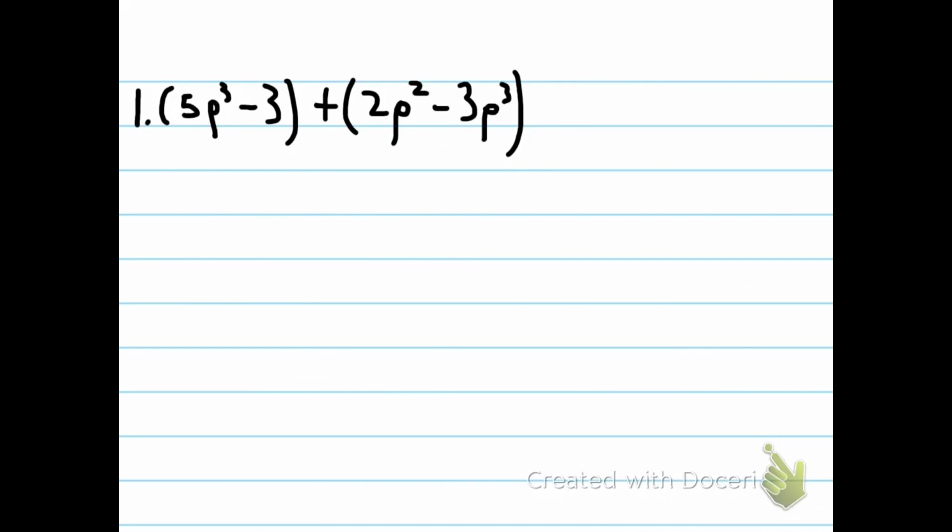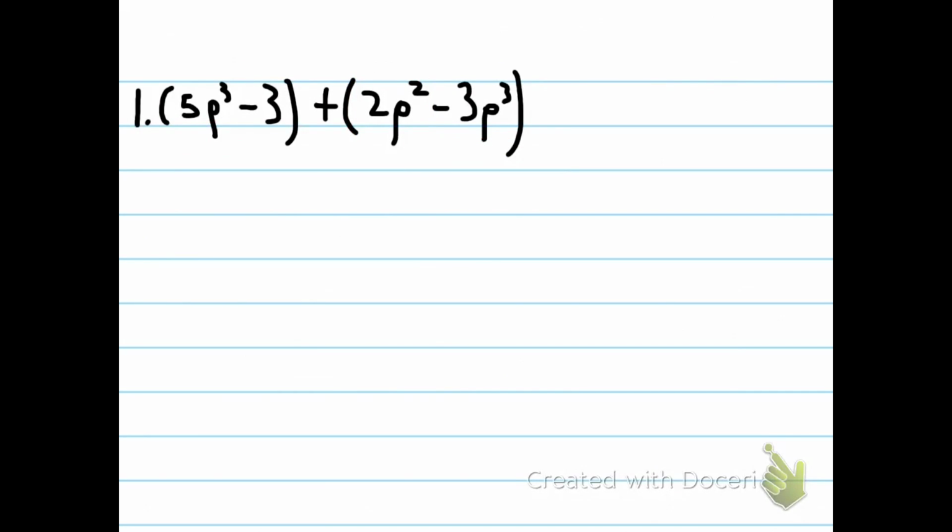Another thing is that some people like to underline the terms that you can combine together, or circle them, to differentiate which terms you can combine. So that's a good idea too if you want to tell the difference between each term.